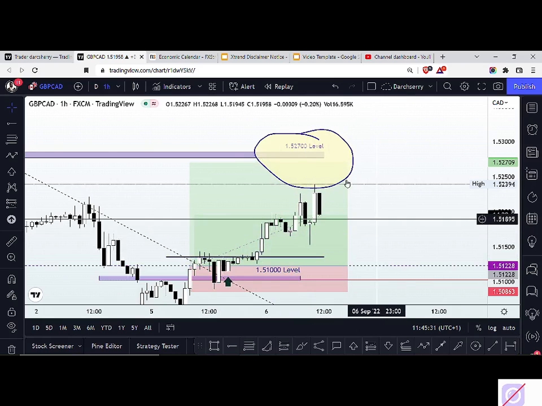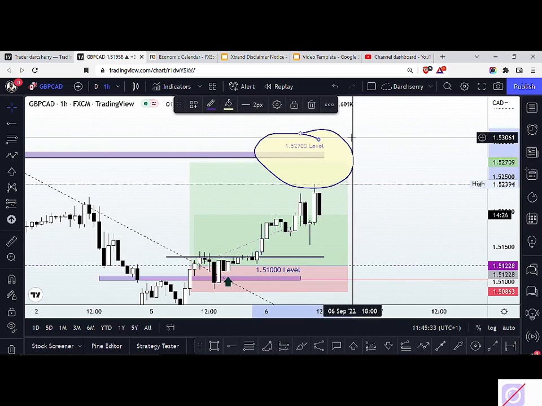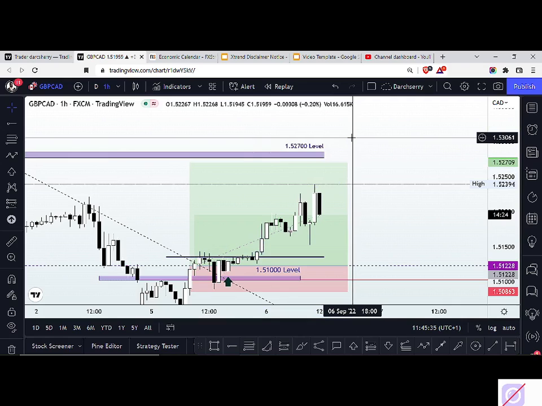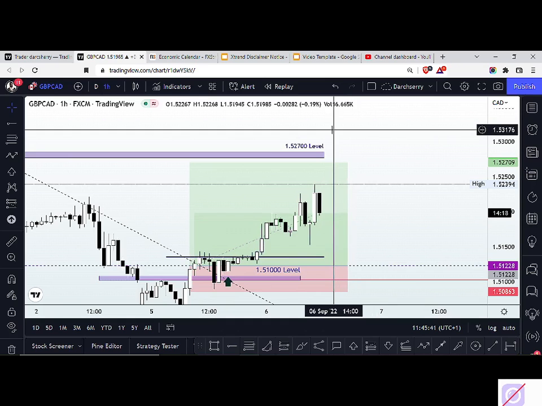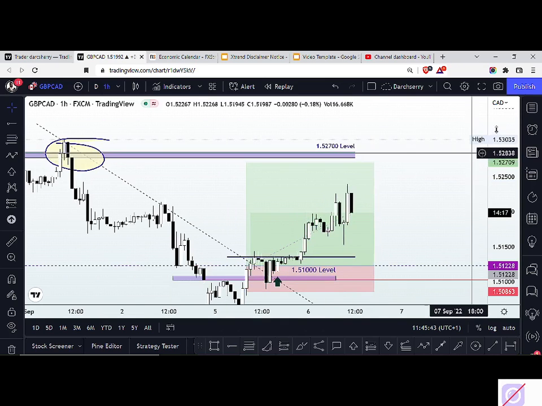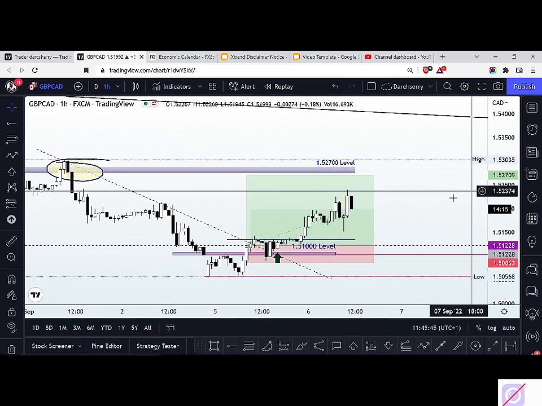Now, going into the New York session today, how do we intend taking advantage of the GP card? Do we still have any other opportunity to join this bullish momentum? Is there still a chance, for those who have missed this move, is there still a chance? That is one question we want to look at.